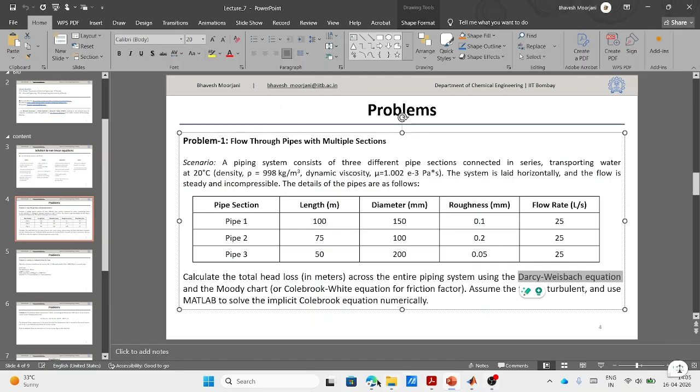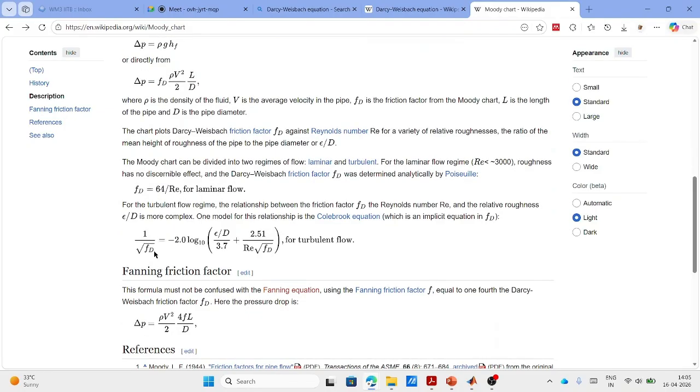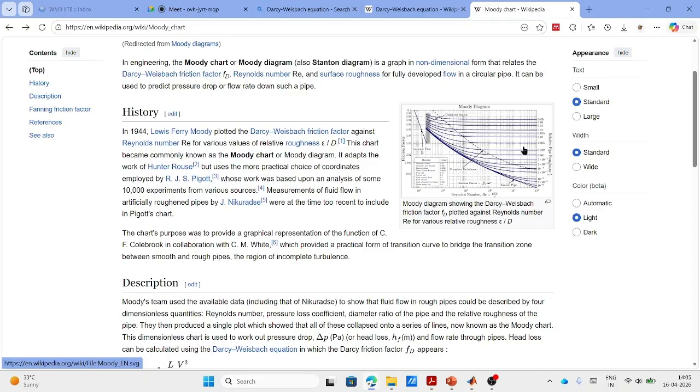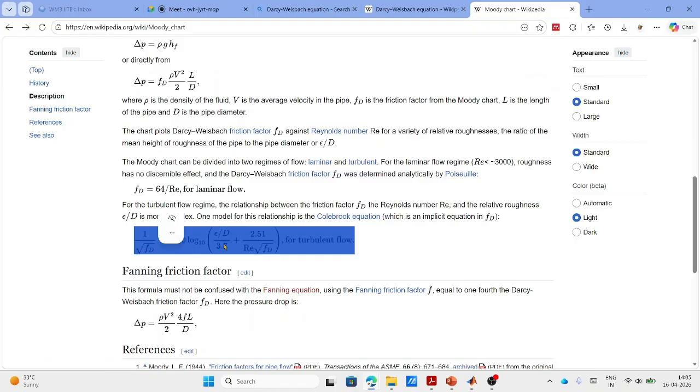Okay, so this Colebrook-White equation, what it does is, yeah, this is your Colebrook equation. It relates your Fanning friction factor for the turbulent flow with the Reynolds number and the roughness factor. So for any fluid which is flowing in this turbulent region, it will follow the Colebrook equation, where the relation between the Fanning friction factor and your Reynolds number as well as the roughness factor is given, right?